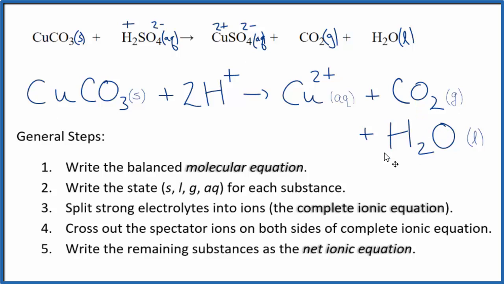So this is the balanced net ionic equation for copper(II) carbonate plus sulfuric acid. You'll note that charge is conserved. We have 2 times 1 plus. So over on the reactant side, we have a 2 plus. On the product side, we have 2 plus. Charge is balanced. And if you count the atoms up, they're balanced as well.